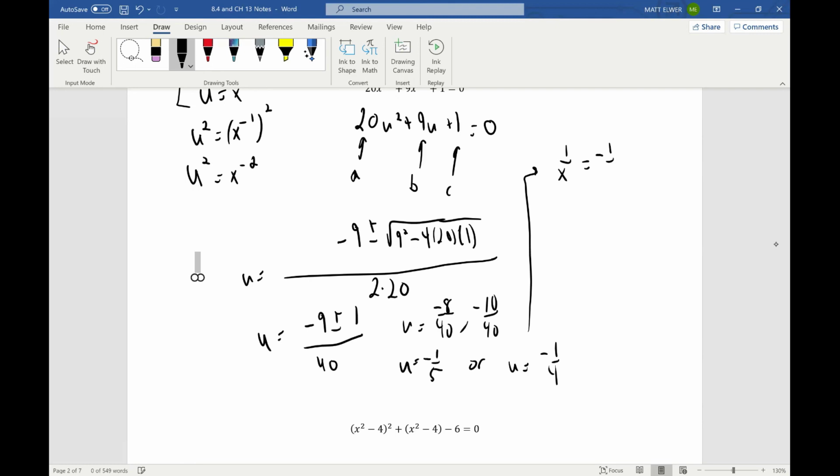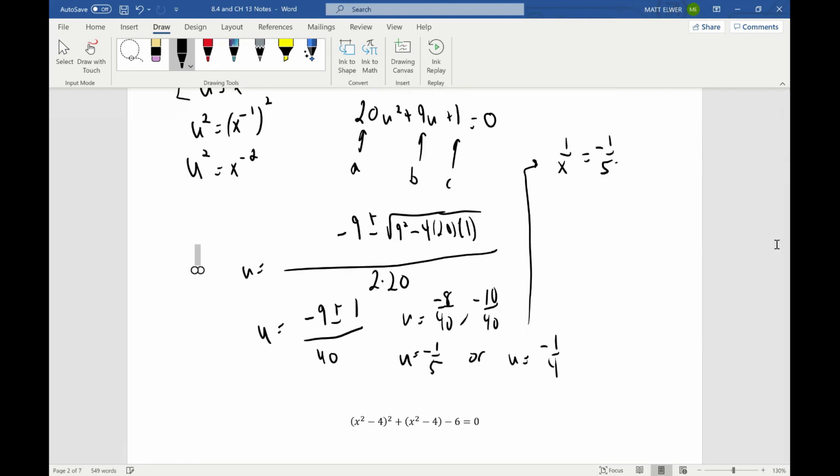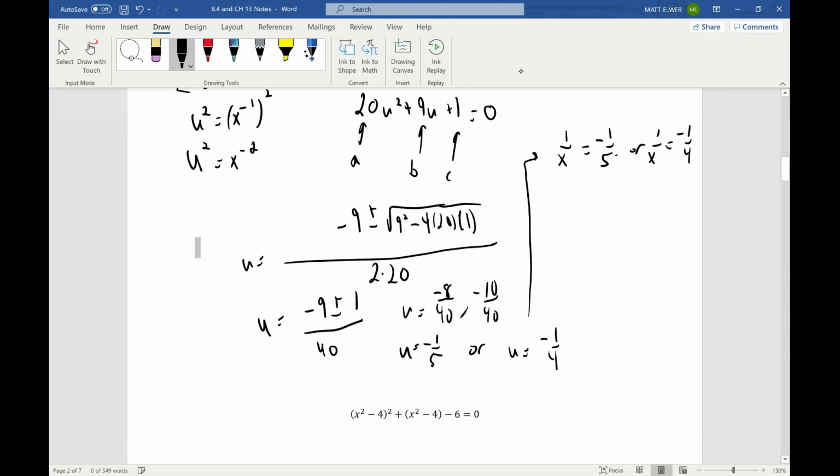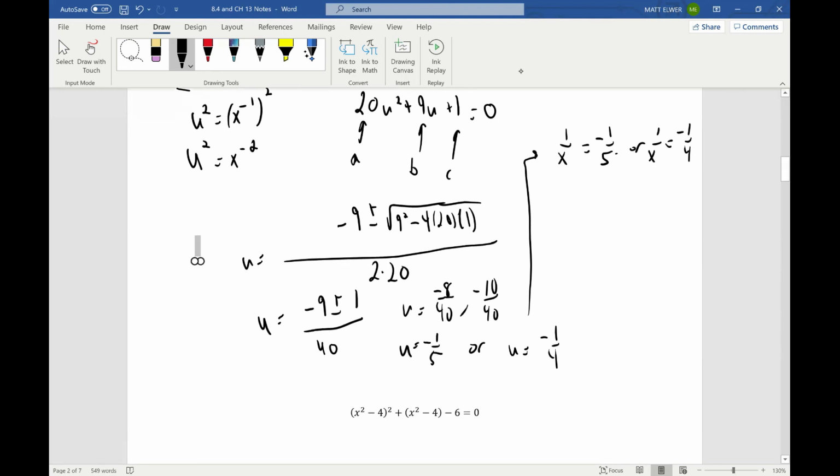So that's just the inverse of x, it's just 1 over x. We get negative 1/5, or 1 over x is equal to negative 1 over 4. It should be pretty obvious to see if you cross multiply, you get x is equal to negative 5, or x is equal to negative 4. So after we substitute those back in.